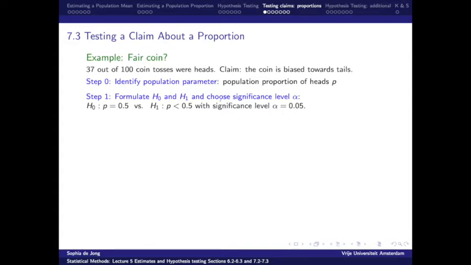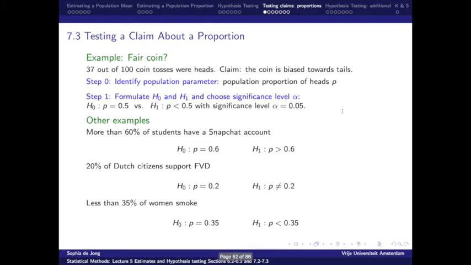You never have to come up with it yourself. This is given in the exercise. It's very important that you get these hypotheses right. So let's have a look at some other examples. If the claim is that more than 60% of students have a Snapchat account, this is what you put in the alternative hypothesis. So the population proportion is then greater than 0.6.